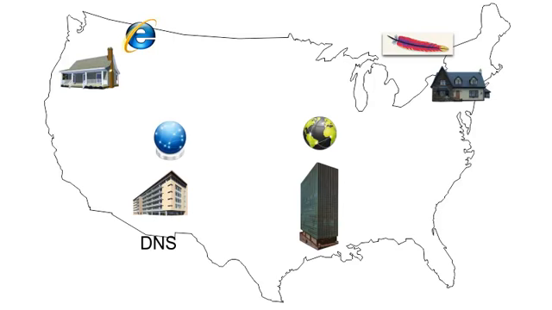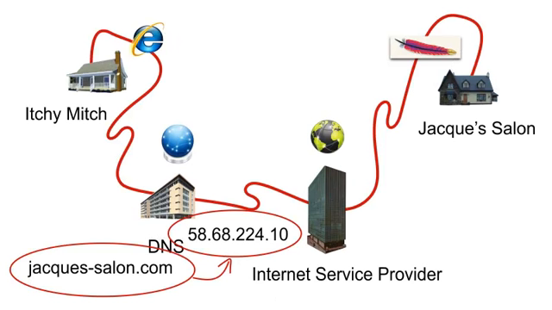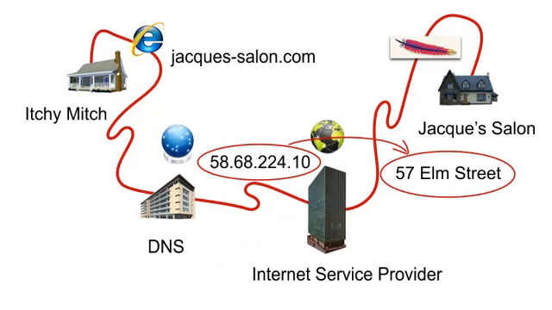However, the point that I want to make is that somewhere out there is a domain name server who has a host file in his computer that makes the conversion between JacquesSalon.com and 58.68.224.10. Once the conversion is made, the domain name server sends the request on its merry way. When the request reaches the Internet Service Provider, it wouldn't be too terribly wrong to think of the Internet Service Provider as making the conversion between the IP address and the physical address of 57 Elm Street, which is where Jacques' Hair Salon website is located on his personal computer in his bedroom.